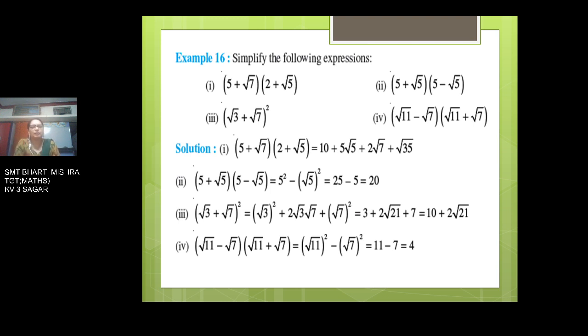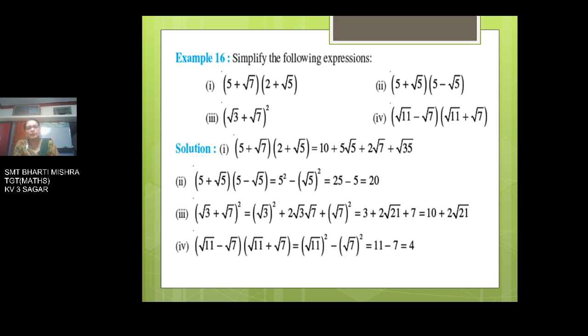Coming to the third part, (square root of 3 plus square root of 7) whole square. Here we have (a plus b) whole square. So the result is a square plus 2ab plus b square. So in place of a we have got root 3. So root 3 whole square is root 3 into root 3, that comes to be 3. And 2 root 3 into root 7, that is 3 7s are 21, that comes to be 2 root 21. And root 7 square is 7. Now 3 plus 7 comes to be 10, and the result is 10 plus 2 root 21.